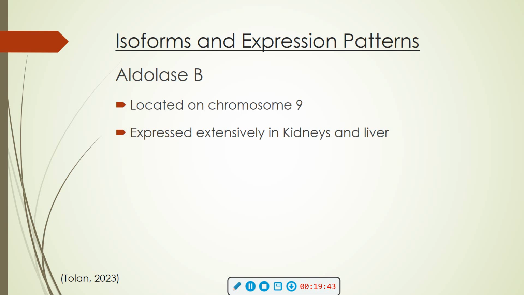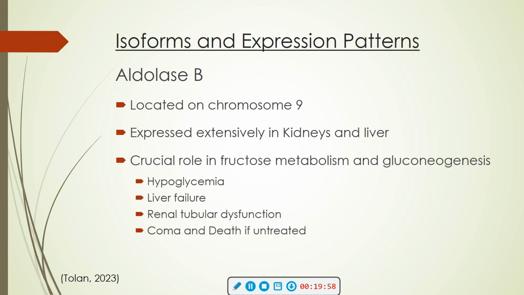Aldolase B. It's located on chromosome 9. It is expressed extensively in the kidneys and liver, but in very smaller portions in the small intestines. But I wanted to stress the extensively, that's the kidneys and liver. If there are problems with this, their main role, so I said Aldolase A was for glycolysis. Aldolase B is for the gluconeogenesis. So that opposite that takes those pyruvates to turn into the glucose, come back.